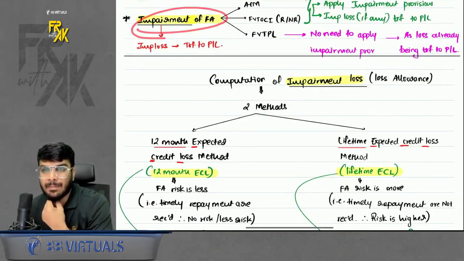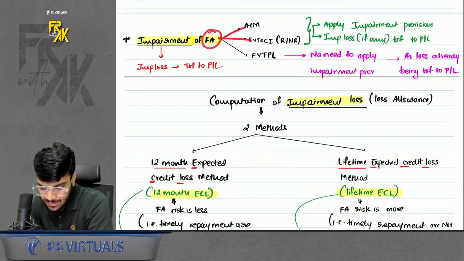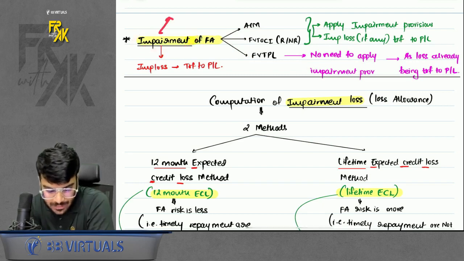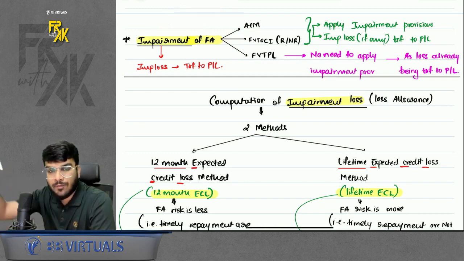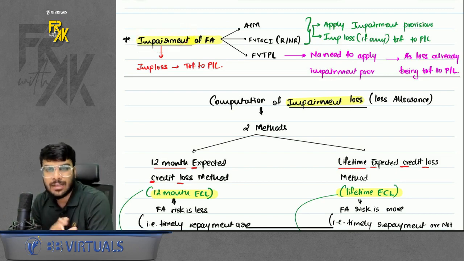Then the next point was impairment of financial asset. In case of financial asset, we have how many methods? AC, FVTOCI-R, FVTOCI-NR, FVTPL. What is the meaning of impairment? Do you remember we also have one Ind AS for this, Ind AS 36? Ind AS 36 impairment talks about impairment for PPE, investment property, intangibles. This impairment is specifically for financial instruments.